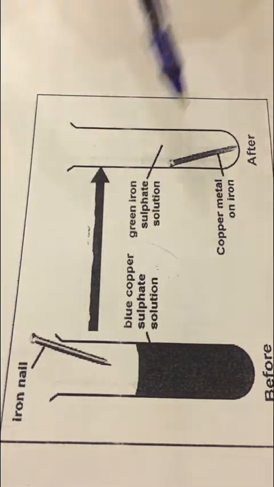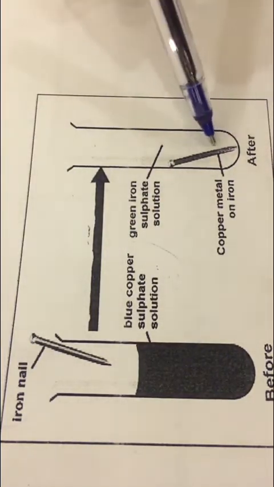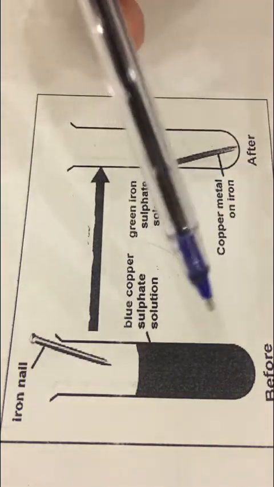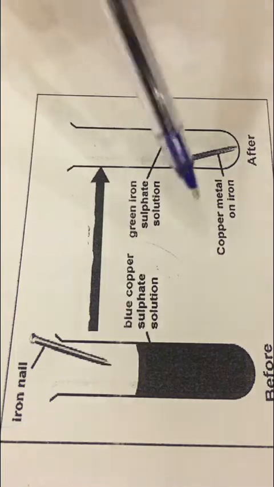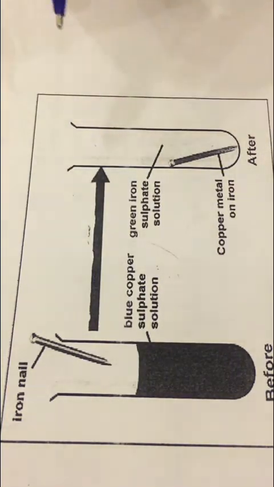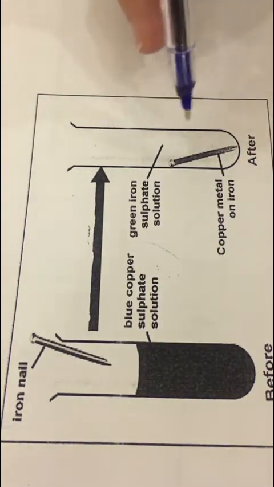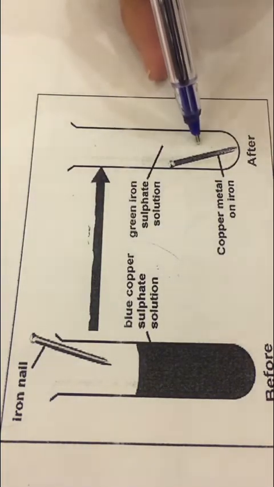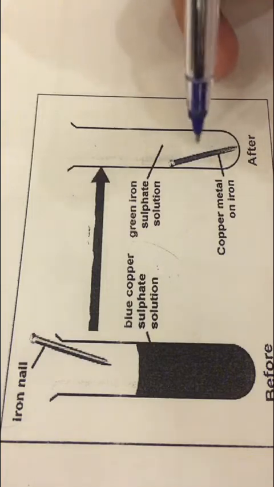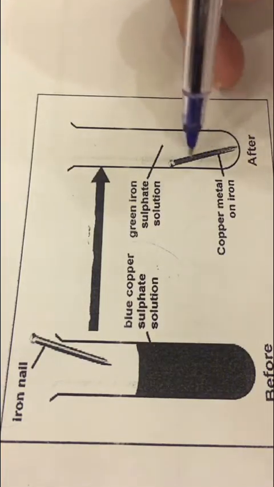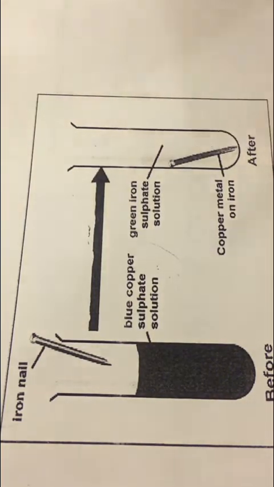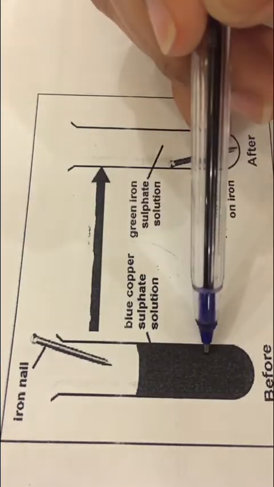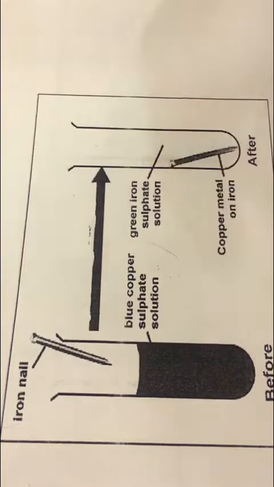After a while, iron displaces copper from its solution. Okay? Iron displaces copper from its solution. So the copper pieces will be shown as reddish or brown pieces. They're going to wrap the iron nail here. So before this, copper sulfate was blue. Okay, it's a blue copper sulfate.